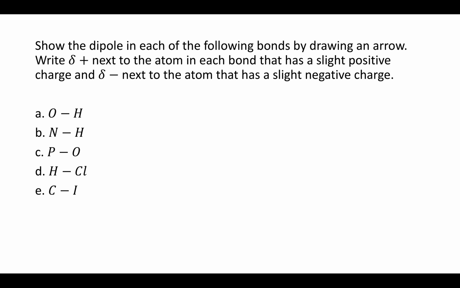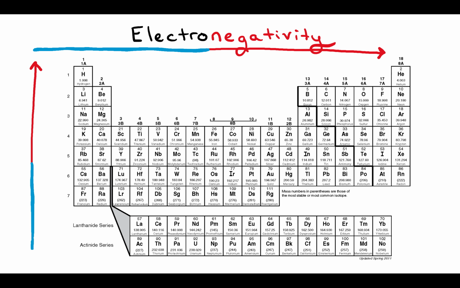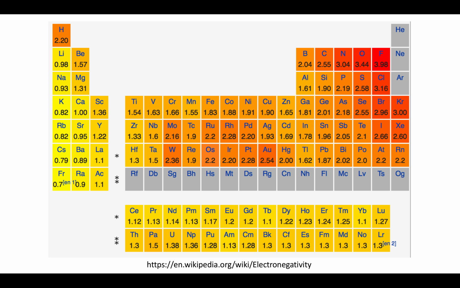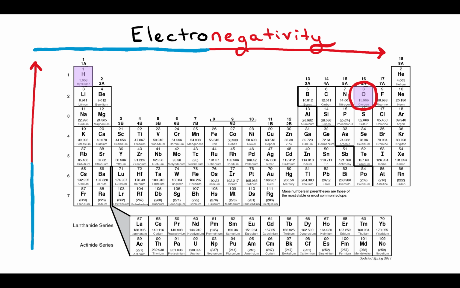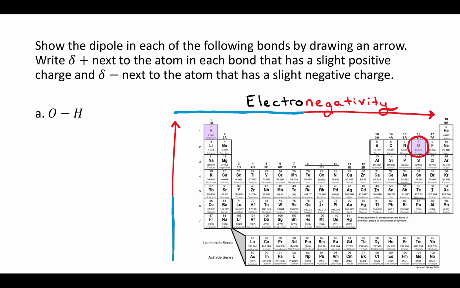Alright, let's try it with a few more. How about with the bond between oxygen and hydrogen? So, oxygen is there, hydrogen is in the top left. Now, hydrogen is higher up, but oxygen is further to the right, so you'd want to consult a table of electronegativities. Oxygen has a value of 3.44, hydrogen of 2.2. Because oxygen has a higher number, it's more electronegative, and so it is the more electronegative atom.